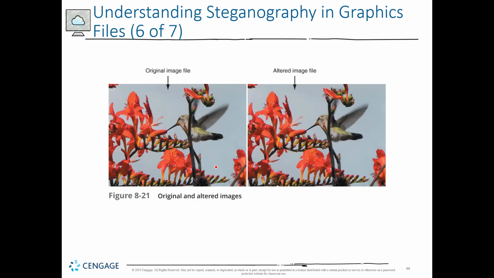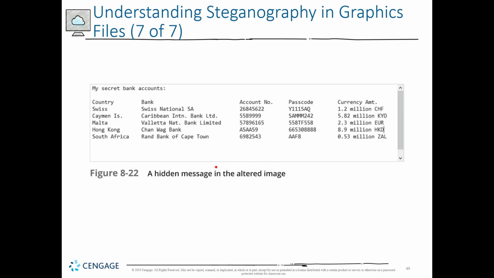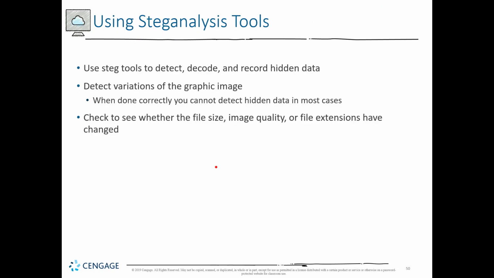And when we look at the original file versus the altered file, most people will not see it by the naked eye. However, there is a hidden message in the altered image. This is stenography. The use of stenography tools that detect, decode, and record hidden data are out there. That does mean you have to look for them.